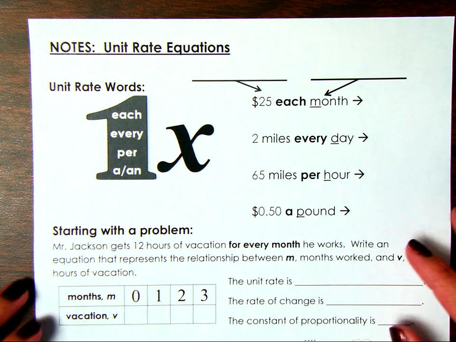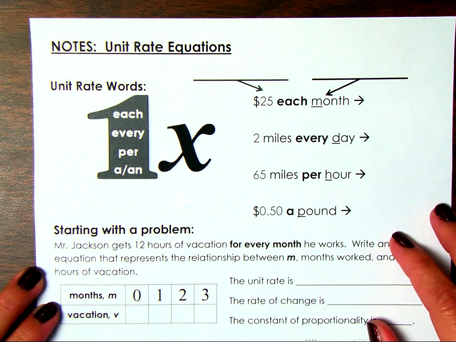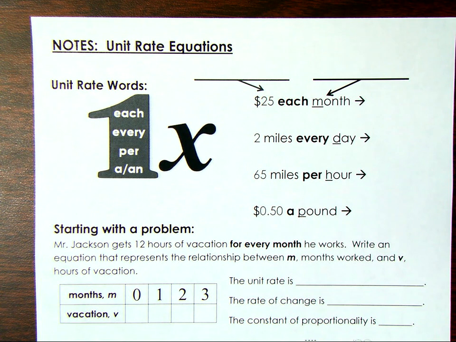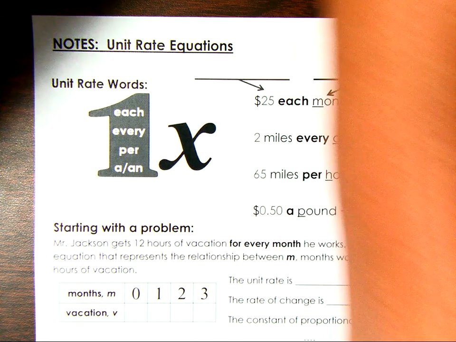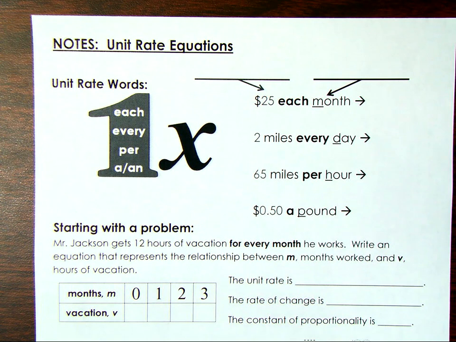All right, today we're going to look at what's called unit rate equations. In our previous lesson, we were talking about how, if you don't know the equation, you can use a table and a graph to help you create that equation. Just a couple things we want to reiterate to help you out. First and foremost, we need to go over some vocabulary words. So let's go ahead and get started.